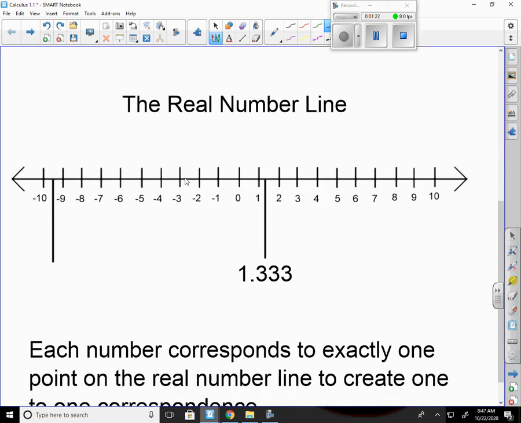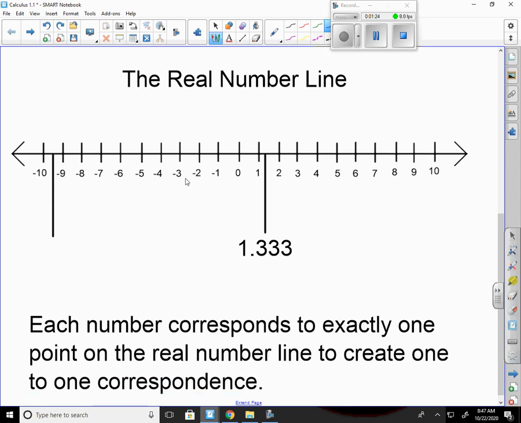On the real number line, each number corresponds to exactly 1 point on the real number line. That creates a one-to-one correspondence. Don't let it confuse you. All this is saying is that if I'm at this point, that point is exactly 1.333. It's not 1.333 and 1.335. It's just this 1 point, 1.333.